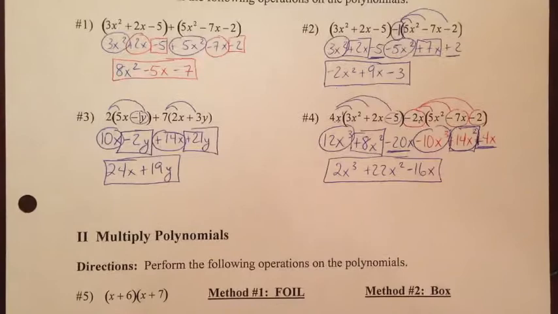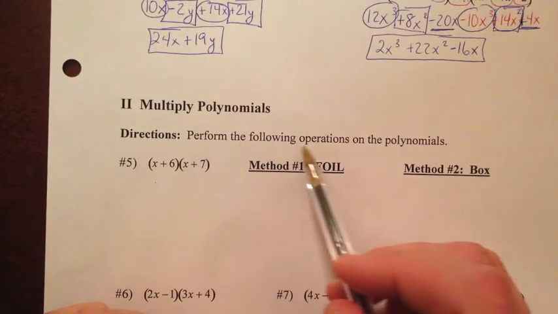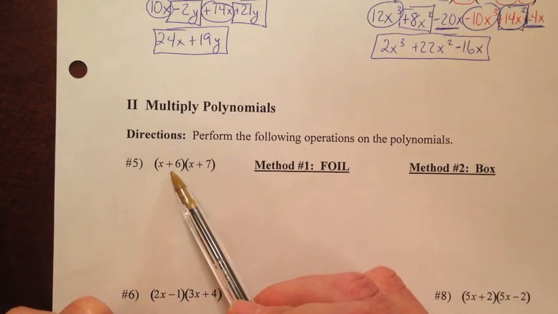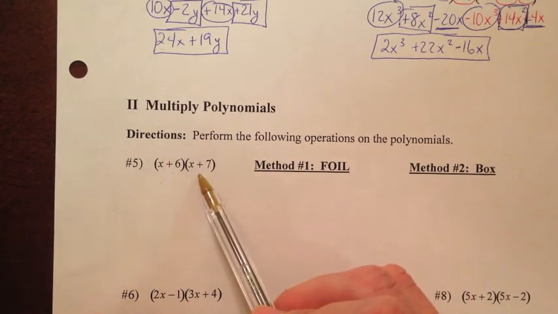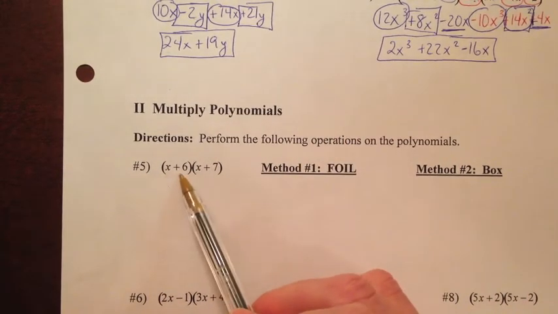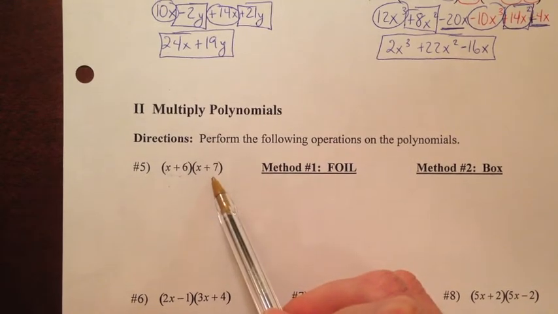Alright, so what happens when we get into multiplying polynomials? So directions: perform the following operations. Same directions here. This time we have x plus 6 times x plus 7. And in this case, this is a binomial, 2 terms, times another binomial, 2 terms.